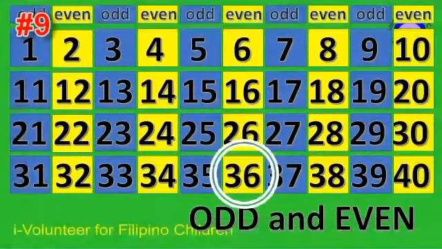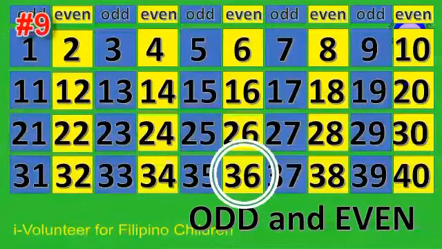Item number 9. Is the number odd or even? Number 36 is an even number. Kindly repeat.